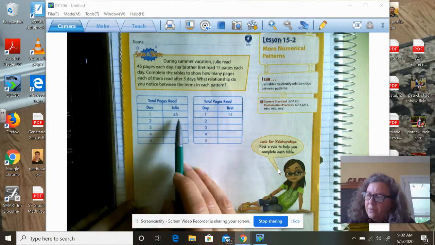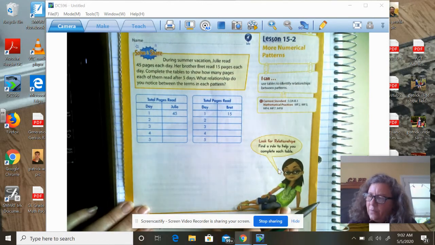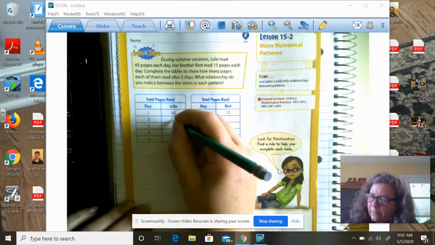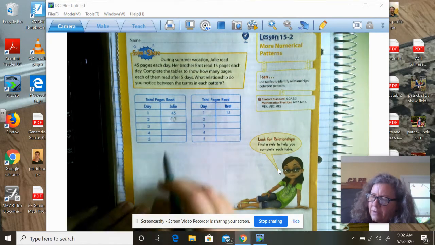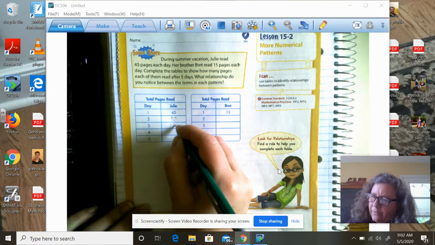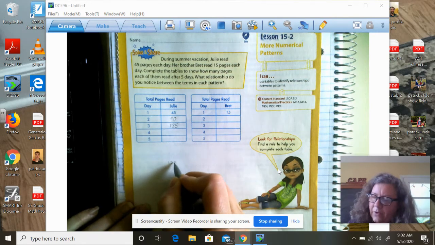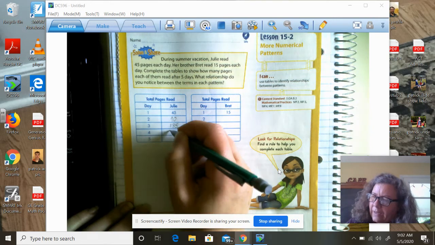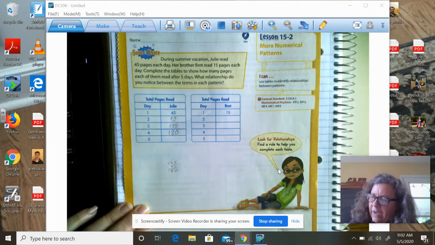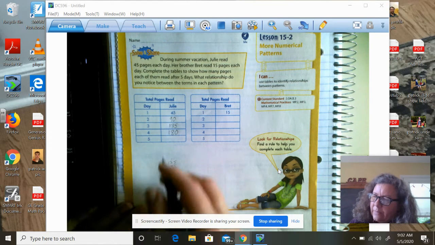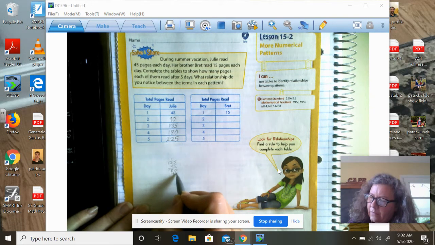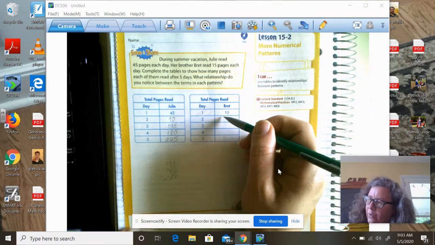Okay, so here's day 1 for Julie, and she reads 45 pages each day. So I'm going to add 45 to 45 and get 90. And then I'm going to add it again to 90 and get 135. Then I'm going to add it to 135 and get 180. And then I'm going to add it to 180 and get, I think that's 225. Yep, 225.